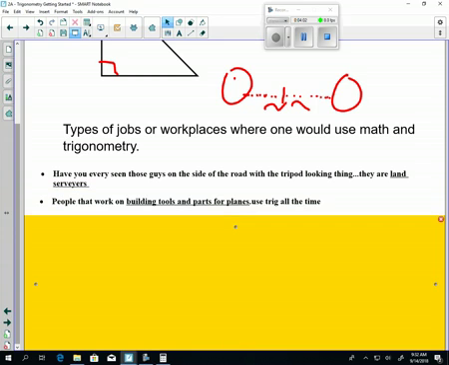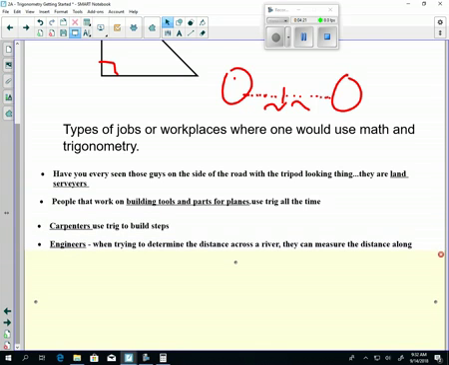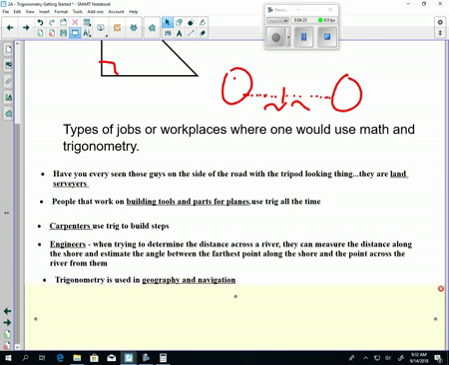Another type of place that we use trig all the time is when we're trying to build something. Carpenters, building anything that uses lumber or steel, we have to connect them, we have to know the lengths, we have to know the angles. So we use trig all the time as well. Carpenters use it to build steps. Engineers use it to find the distance across the river. You can find the distance across the river without actually crossing it.